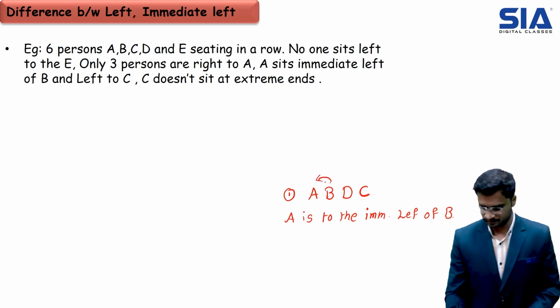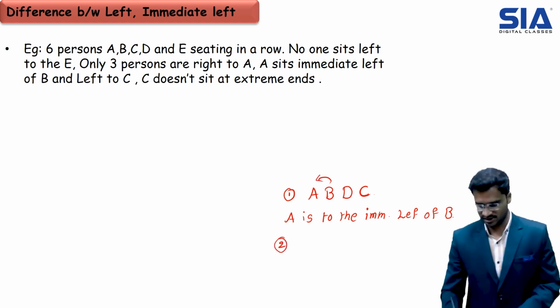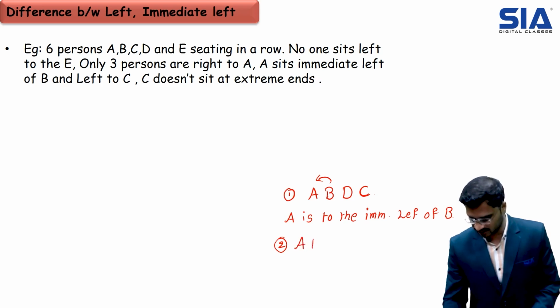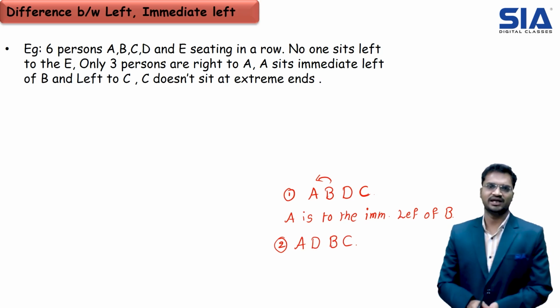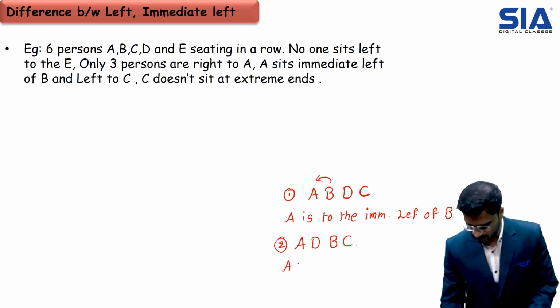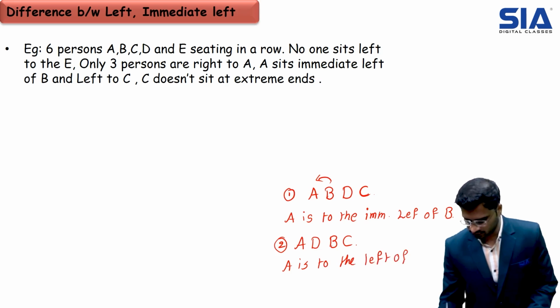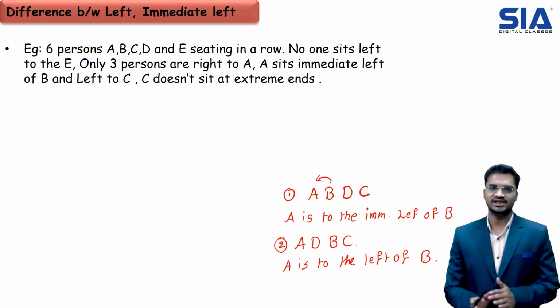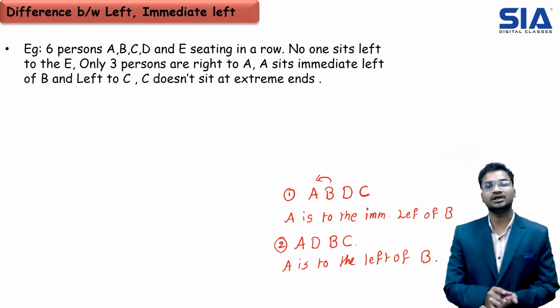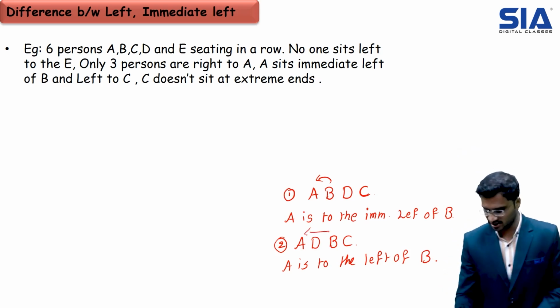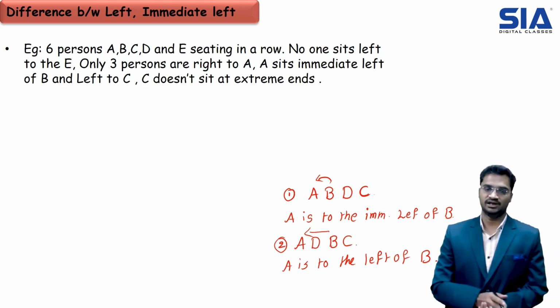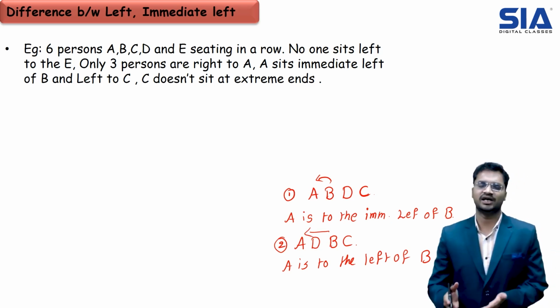In the same way, let us see another arrangement like this: A, D, B, C. In this second arrangement, I have to say that A is to the left of B, because A is sitting to the left but not immediate left. So here A is sitting to the left of B but not immediate left. This is the difference between left and immediate left.